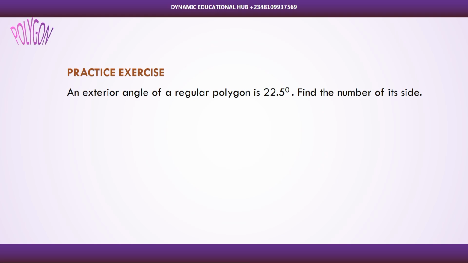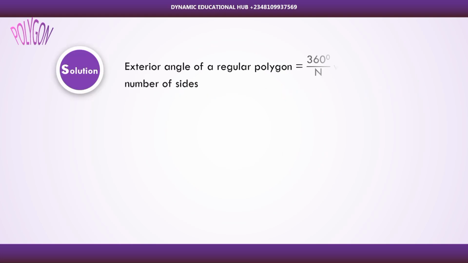Now we have another question here, which is: an exterior angle of a regular polygon is 22.5 degrees. Find the number of its sides. To solve this question, we know that each exterior angle of a regular polygon is 360 degrees divided by n, where n is the number of sides. According to the question, we are given the exterior angle of this regular polygon, which is 22.5 degrees. So we are going to have 360 degrees divided by the number of sides that we don't know, and it should give us 22.5 degrees.